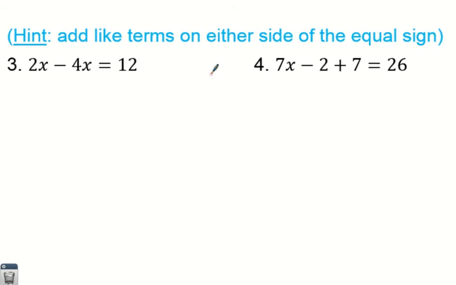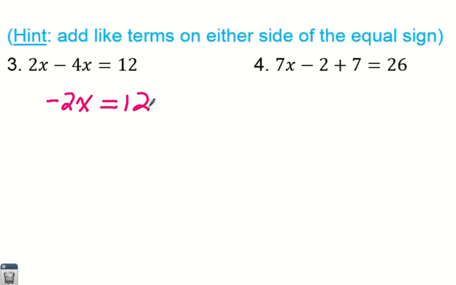But in number 3, look at this, 2x and then minus 4x. Those are like terms. You can combine those together as they are like terms. And they're already on the same side. So we can just take 2x minus 4x and combine them together. So 2x minus 4x is negative 2x, which brings us to here.